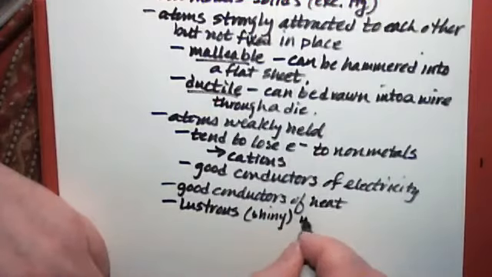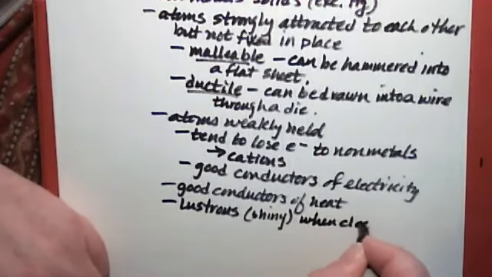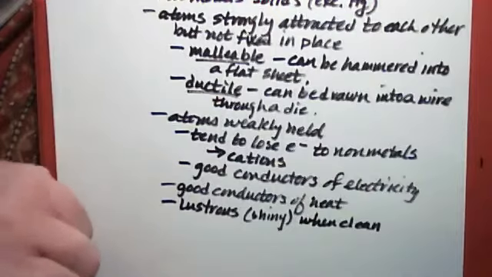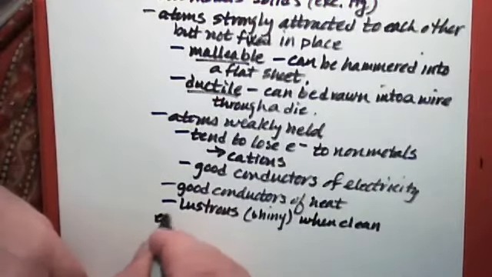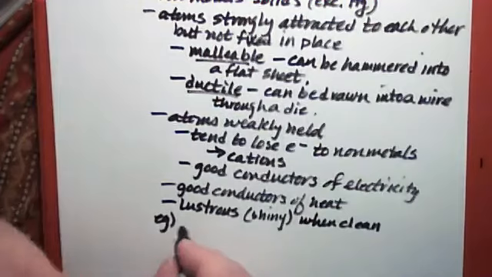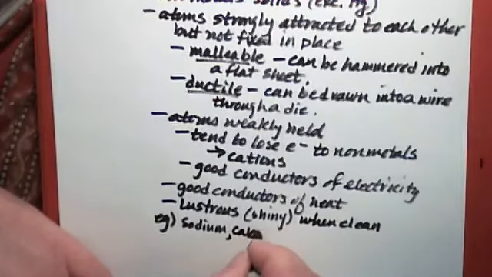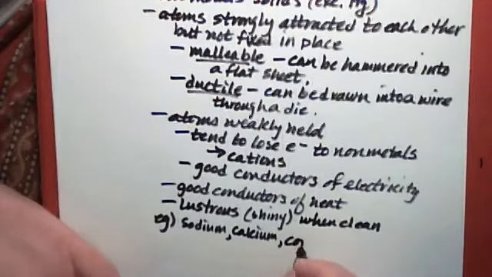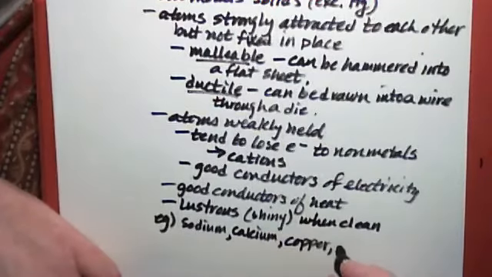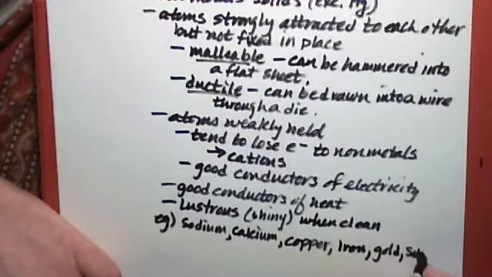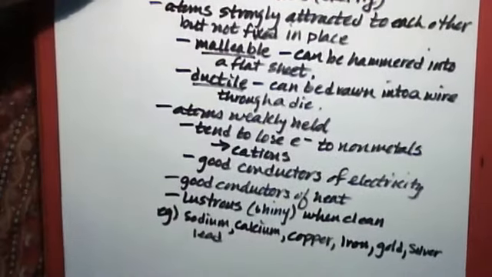Metals also tend to be shiny when they're clean anyway. Most of them can tarnish. Gold really doesn't tarnish, but most of them can. Some examples of metals would include sodium and calcium, which a lot of people don't even realize are metals, but they are. And then some of the well-known ones like copper, iron, gold, silver, lead, and a lot of others, as you can see from the periodic table.